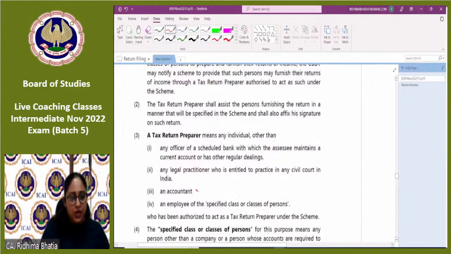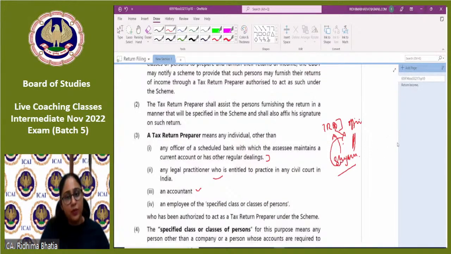An accountant, basically a chartered accountant, or a legal practitioner cannot be a tax return preparer. Also, an officer of a scheduled bank with which an assessee maintains a current account or has other regular dealings cannot be. So suppose Sham has to file a return. He comes to you. You are a TRP, but at the same time you are an officer of a bank with which Sham has regular dealings, then you cannot be a TRP for Sham. You can be a TRP, but you cannot be a TRP for Sham.